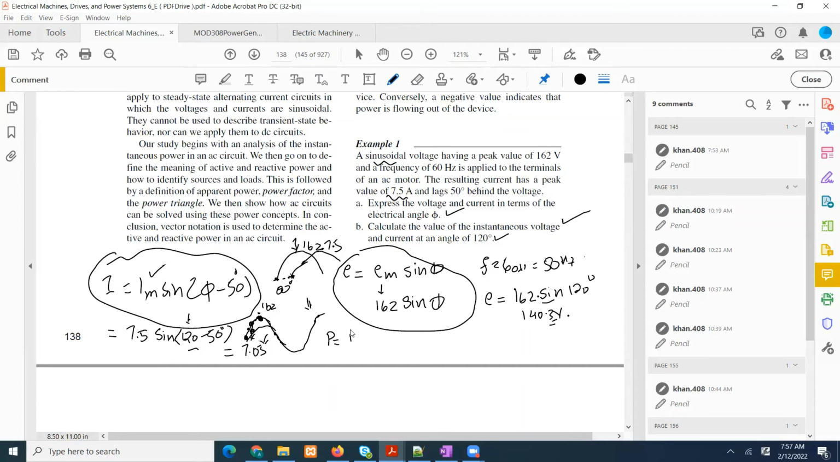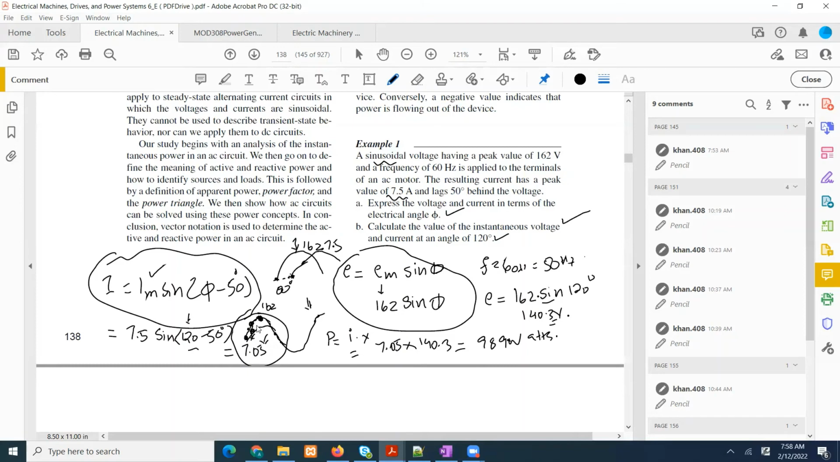All right. And if you want to calculate the power at this instant, the instantaneous power, P equals what? I times V. Very easy. So what is your I? Your I at this instant is 7.05, times what is at this instant the voltage, and that is 140.3, and the power we will get at that point is 989. Now remember, this is watts. The reason it is watts is because both the current and voltage are positive at this instant.